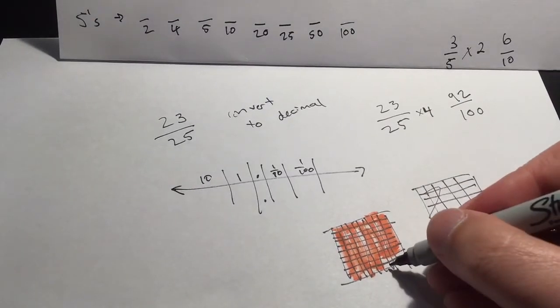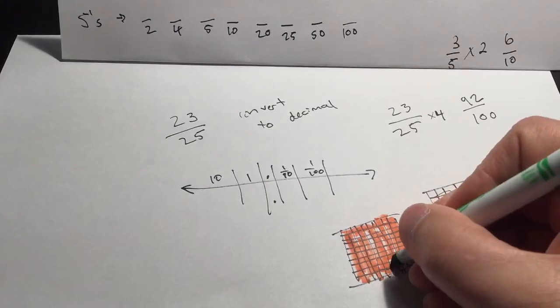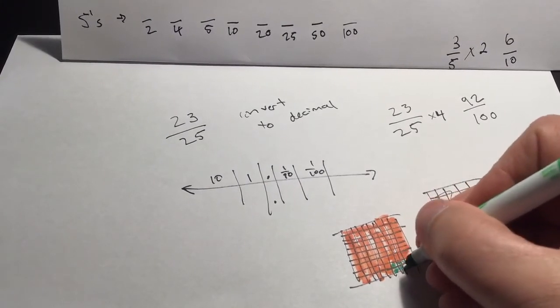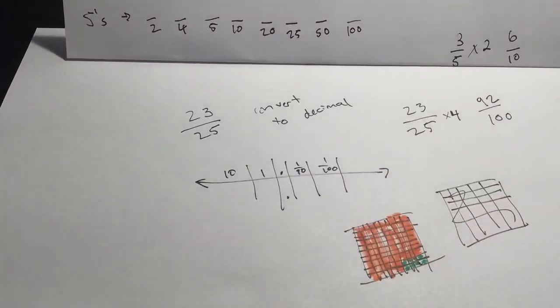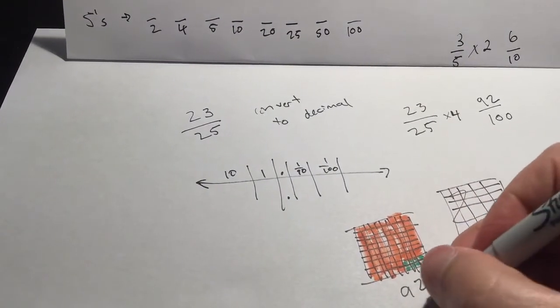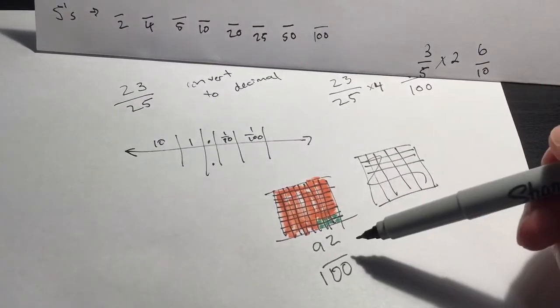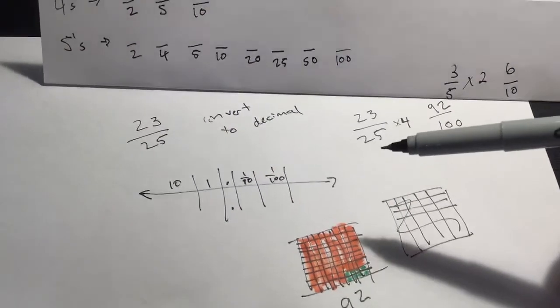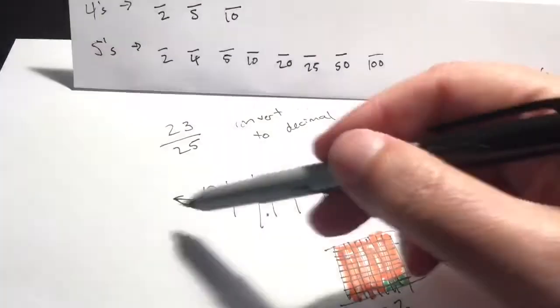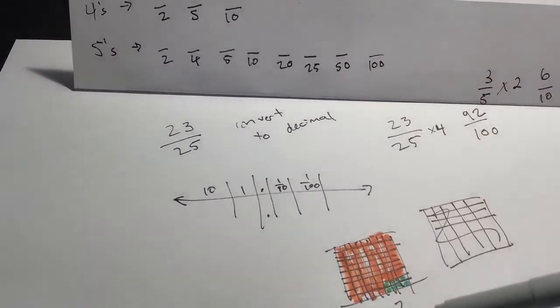But I can also see at the end here, well, let's color them a different color. I've got 1, 2, 3, 4, 5, 6, 7, 8 boxes uncolored. So I know that that means the orange is 92, okay? So there's my proof that 23 out of 25 is equivalent to 92 out of 100. How does that help us? Well, in our number system, our base 10 system, we have a hundredths column. And I know it's 92.